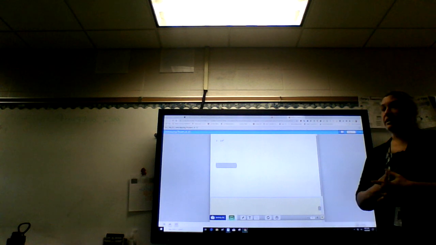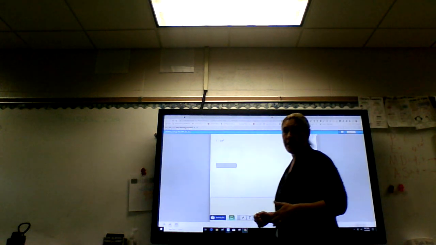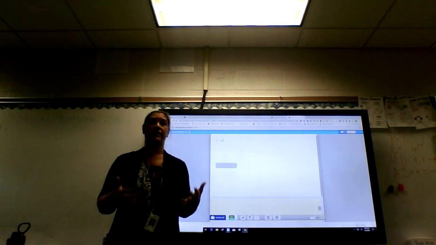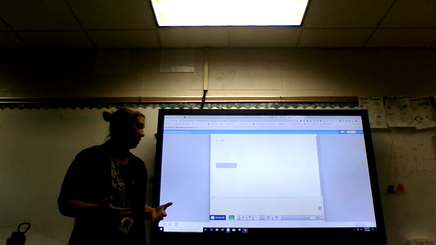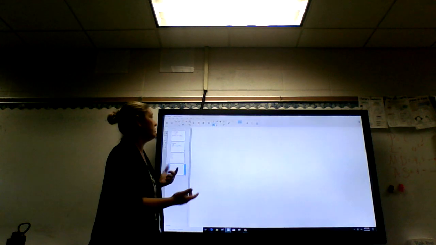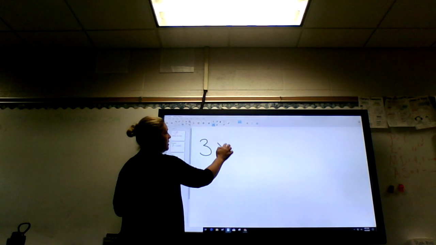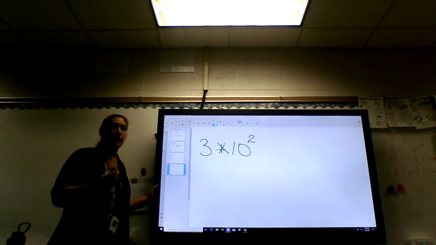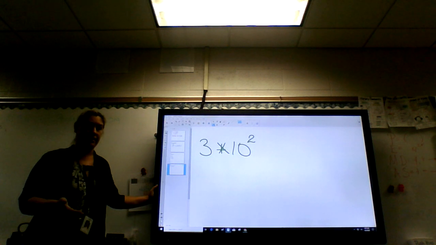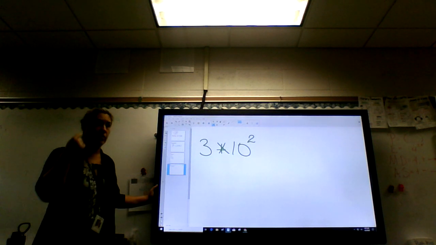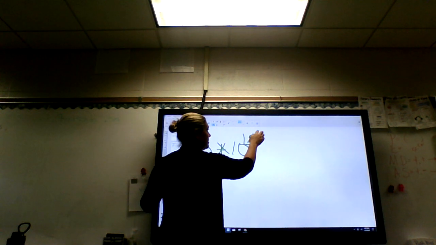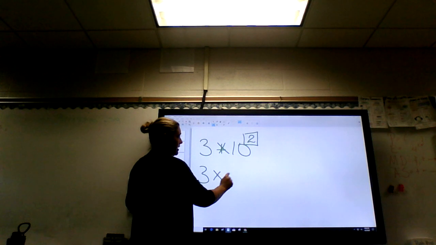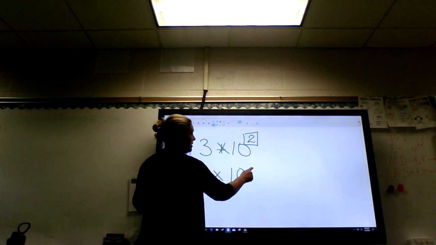The next one, if you see here, is different. This one says 3 times 10 to the power of 2. So we're going to take 3 times whatever 10 to the power of 2 is. So we have to figure out what is 10 to the power of 2. So let's write what the problem was. 3 times 10 to the power of 2. Our first thing that we can figure out is what is 10 to the power of 2. So we're going to think in our head, well, I know it's going to be 1 with 2 zeros. So now 3 times our 1 with 2 zeros.